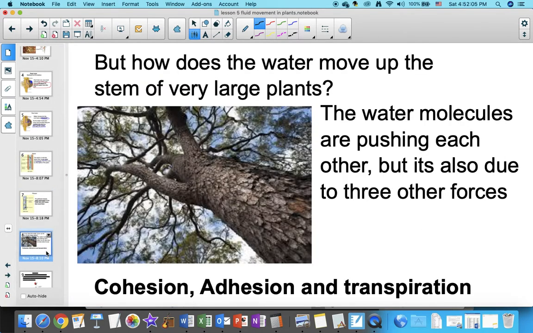So how does water move up very large stems, right? Trees can reach meters upon meters high. So how does the water and even the sugar defy gravity, moving meters and meters up into the air in the tree? Well, the water molecules are pushing against each other, kind of like crowded traffic, right? There's so much water that as it builds up, the water is just pushing the water further up. But it's also due to three other forces: cohesion, adhesion, and transpiration. So these are three terms you need to know. There's cohesion, adhesion, and transpiration.